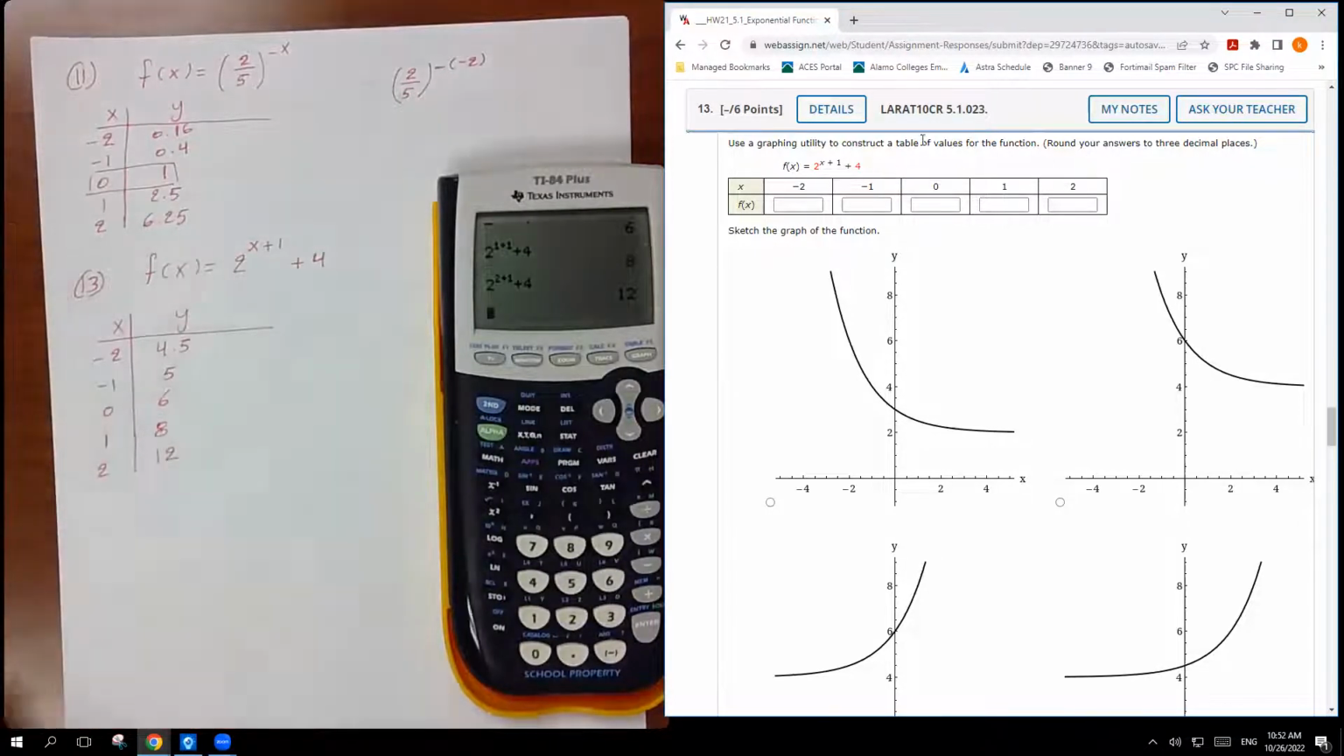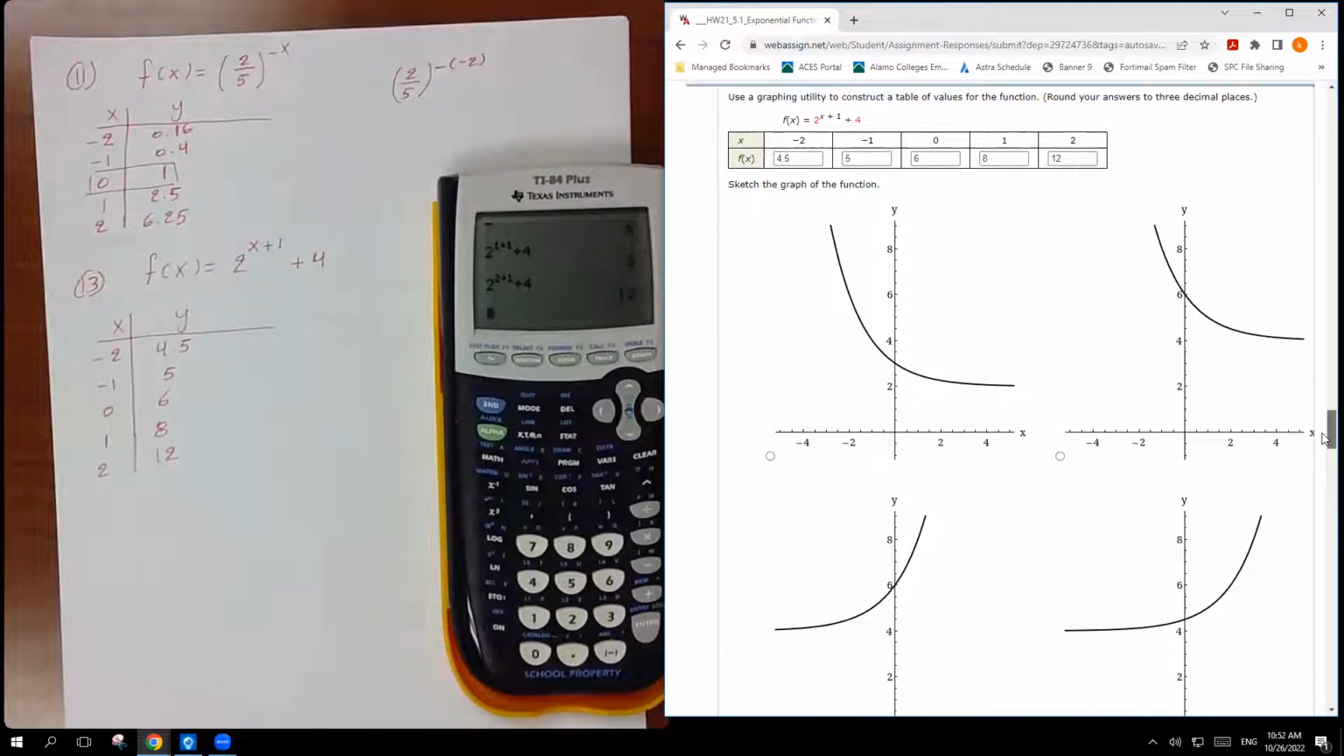So we're going to plug in here on the table when x is -2. So it's going to be 4.5. When it's -1, it's going to be 5. When it's 0, it's going to be 6. You see the y-intercept? 0, 6. When it's 1, equal 8. When it's 2, equal 12. Now let's check which one is going to be the right graph.